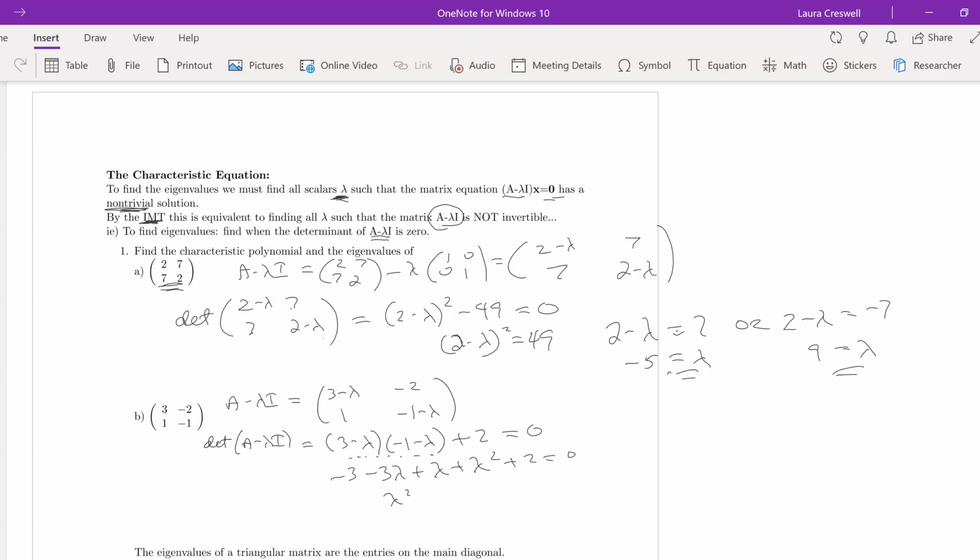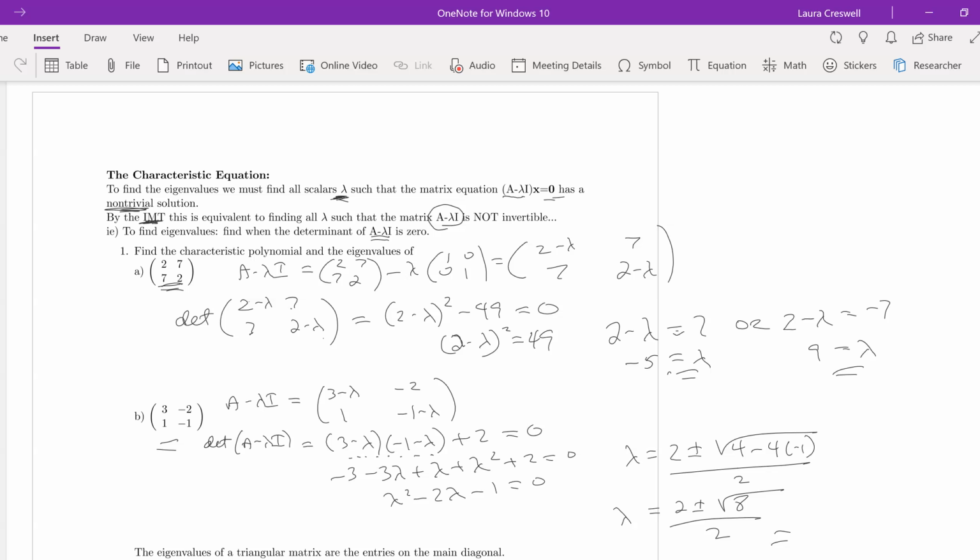and put them in descending order, I get to here, and I see that it is not factorable, so you get to use your quadratic equation. Negative b plus or minus the square root of b squared minus 4ac, all over 2a. So 2 plus or minus, then they give me root 8, all over 2. Okay, so there are 2 eigenvalues here for my matrix A.